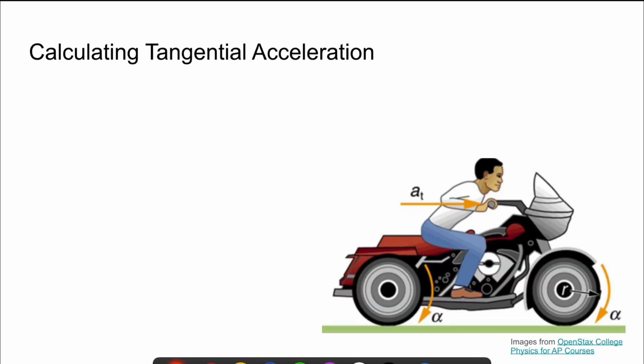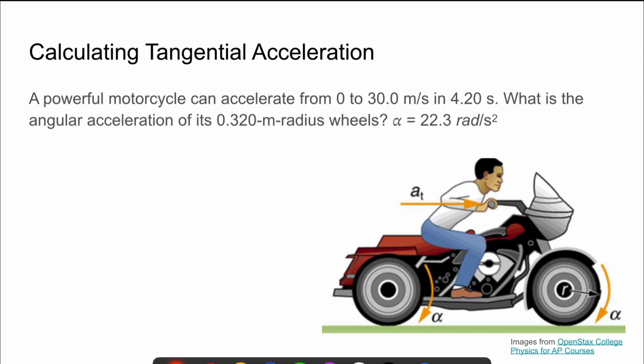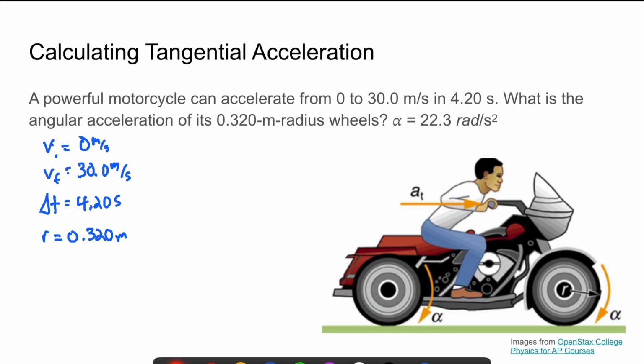So let's put this into practice. In this problem, we've got a powerful motorcycle that can accelerate from 0 to 30 meters per second in 4.2 seconds. What is the angular acceleration of its 0.320 meter radius wheels? And so we are given an initial translational velocity of 0 meters per second, a final translational velocity of 30.0 meters per second, a change in time of 4.20 seconds, and we know that our radius is 0.320 meters.